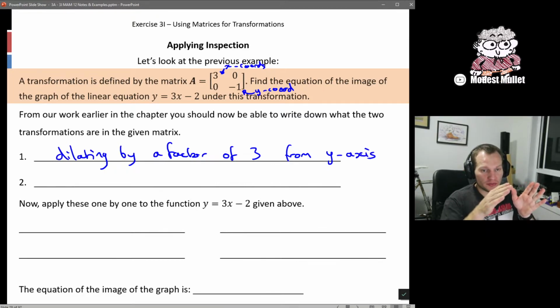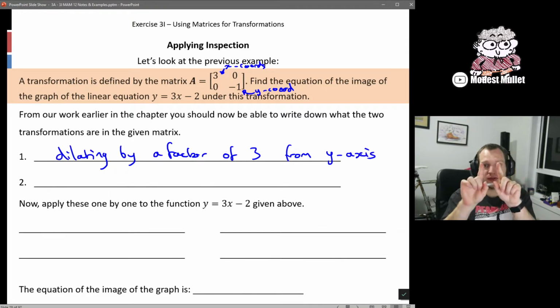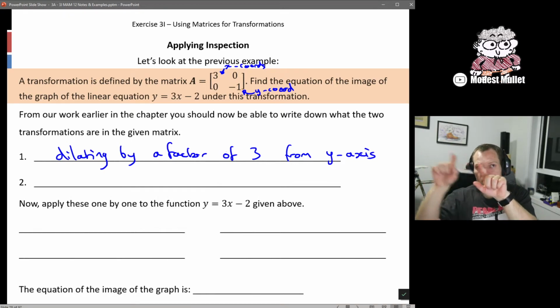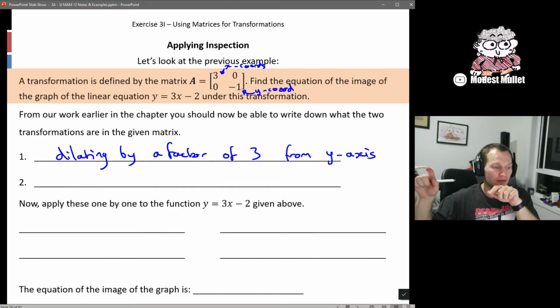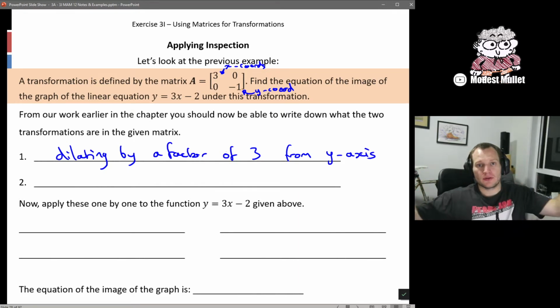If the X variables are being multiplied by 3, that means they're being pushed out by a factor of 3. What are we stretching away from? Well, we're being stretched away from the Y-axis.